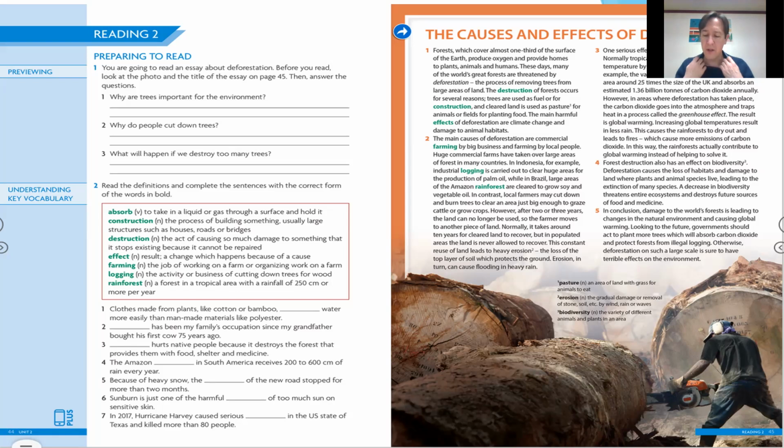In conclusion, damage to the world's forests is leading to changes in the natural environment and causing global warming. Looking to the future, governments should act to plant more trees which will absorb carbon dioxide and protect forests from illegal logging. Otherwise, deforestation on such a large scale is sure to have terrible effects on the environment.